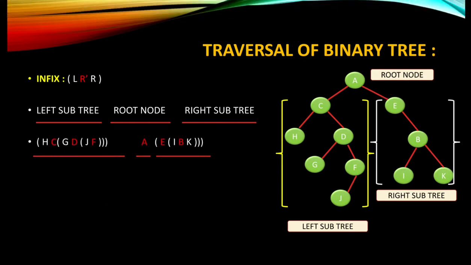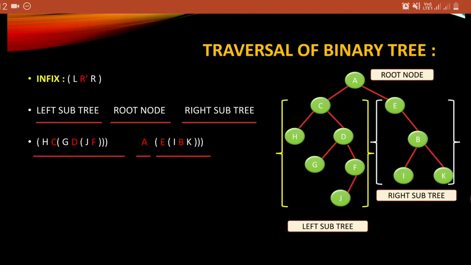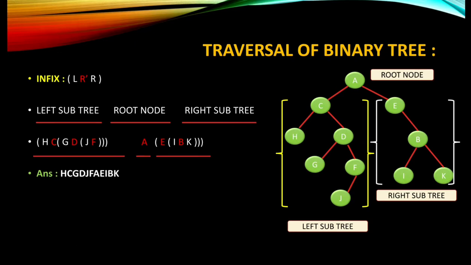Now see what I am getting. The same thing. H is left, C is root, G is left, D is root, J is left, F is root, A is root, E is root, I is left, B is root, K is right. In that way you have to write each and everything. Now you have to write the answer completely.